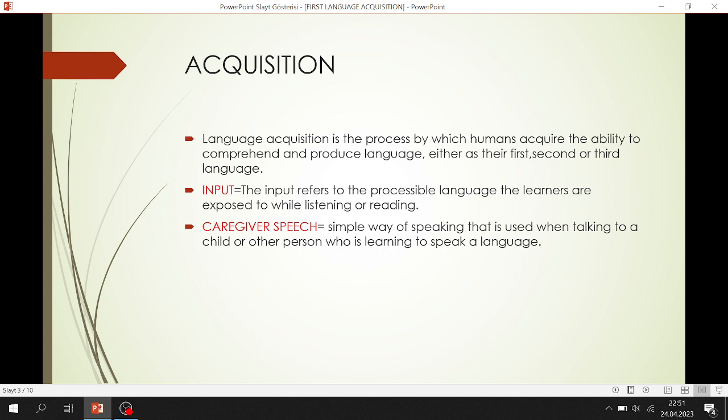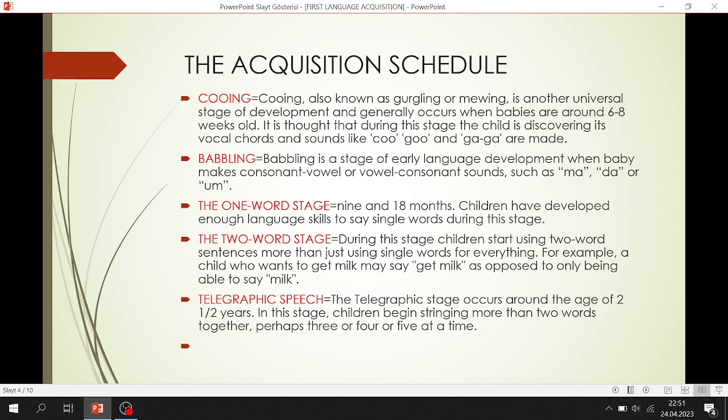Caregiver speech. Simple way of speaking that is used when talking to a child or other person who is learning to speak language. For example, it is like talking with a child's language. For example, when the mother says look, and the child looks at pictures. When mother says what are those, child bubbles, drinks and smiles, and mother says yes, there are rabbits, and like that.